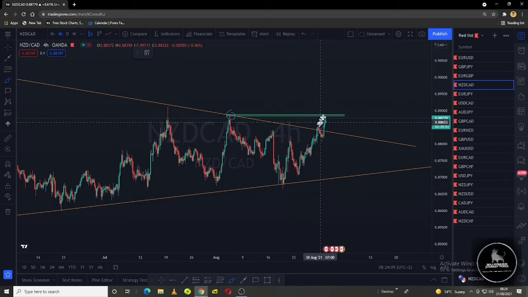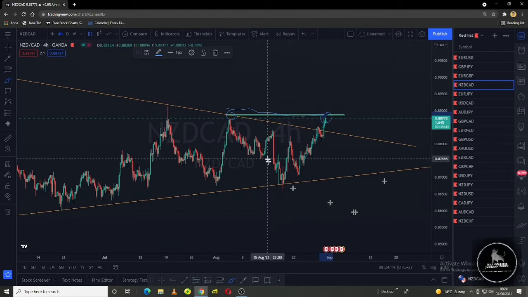Because I cannot ignore this level. This level might influence the market. It might push the market down and then the market pushes up, or it might push the market all the way to the downside. We don't really know.